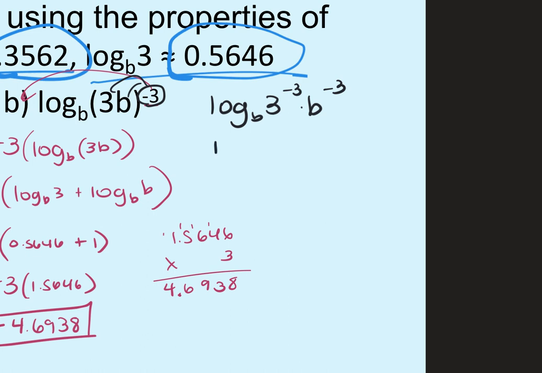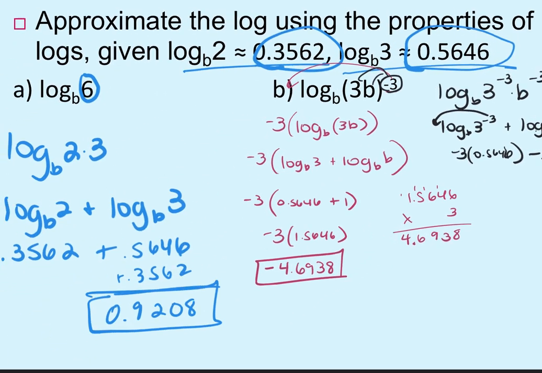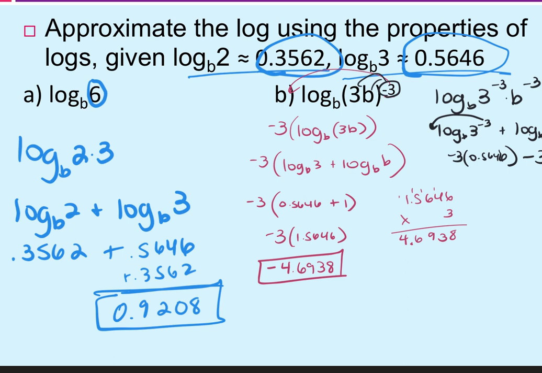Then we could separate it out: log base b of 3 to the -3 plus log base b of b to the -3. This -3 can get bumped to the front, and that log base b of 3 is 0.5646. And then what is log base b of b to the -3? Just -3. So you could also do it that way, okay? As long as you can break it apart. The thing with logs is they can be done a lot of different ways. I would probably save this for a test, not a quiz.